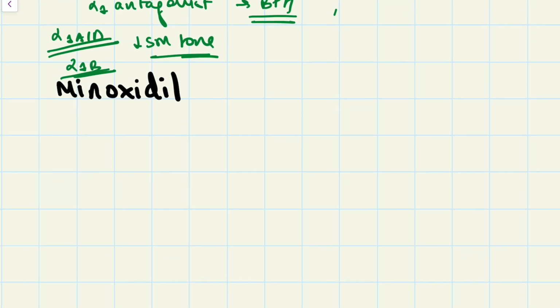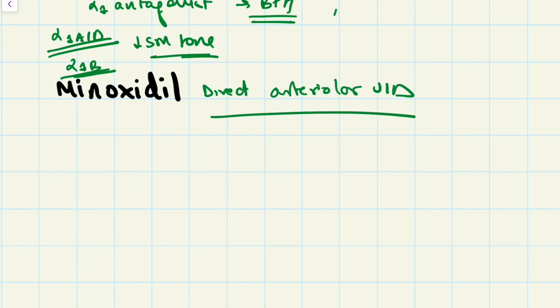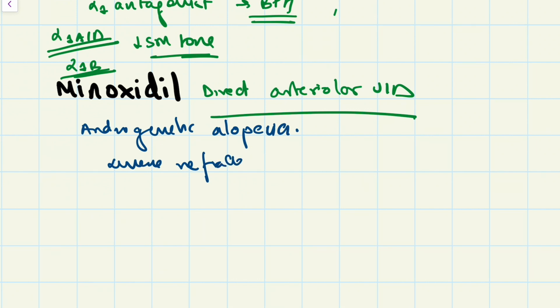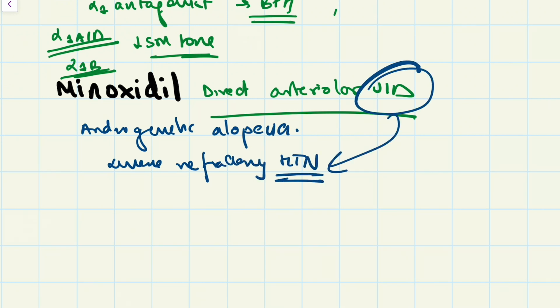The last drug that we'll be doing is minoxidil, right? It is a direct arteriolar vasodilator and the use is androgenetic alopecia, that is a pattern baldness, and it is also used in severe refractory hypertension, right? Because it is a vasodilator, hence it finds use in hypertension.